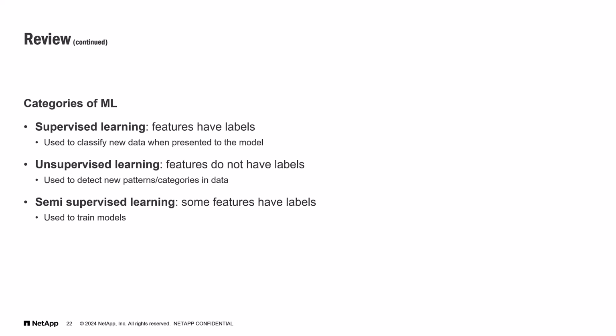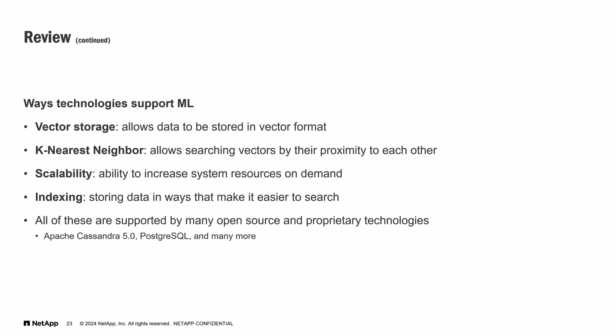Semi-supervised learning is when some features are labeled and some are not, and this is mainly used to train models. Training models involves giving it labeled and unlabeled features and giving the model feedback about the labels it gives to the unlabeled data, allowing it to learn. There are many ways technologies are adapting to support machine learning. These include vector storage, k-nearest neighbor searching, scalability, and indexing. These features are supported in many open source technologies, such as Apache Cassandra, PostgreSQL, and many more.